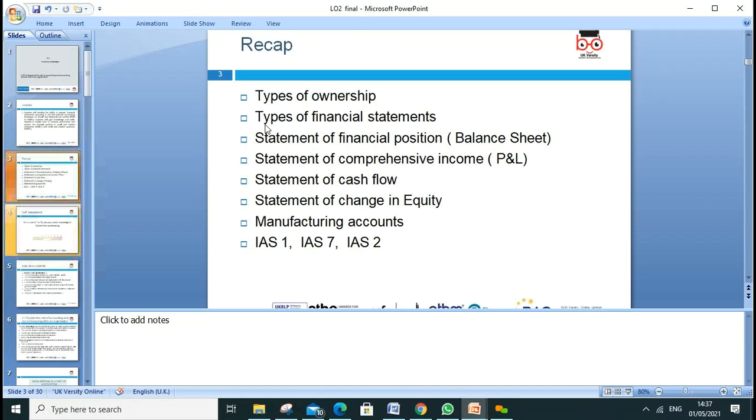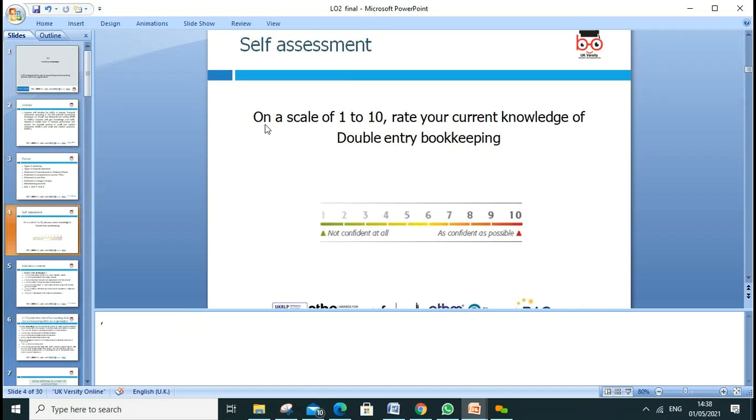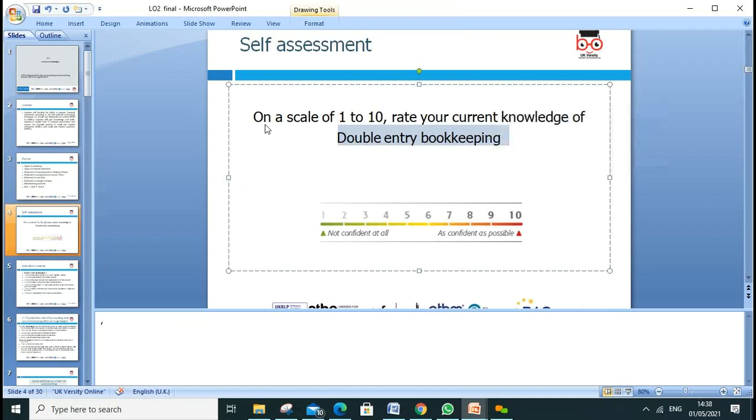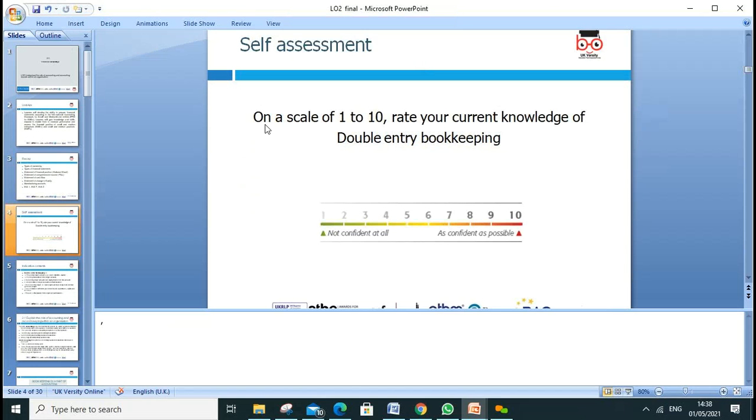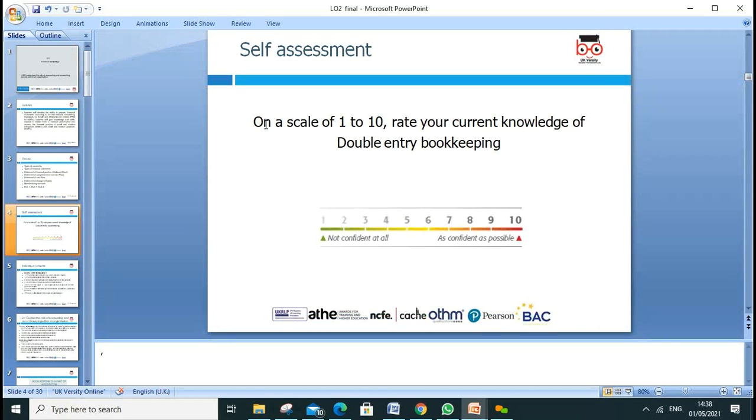Today's lesson will go through basic double entry as per the learning outcome. So can we rate ourselves, how much do we know about double entry? We know all types of adjustments, yes? End of year adjustments, accruals, prepayments. So all of us working in accounts, maybe we have a really good understanding of these areas.